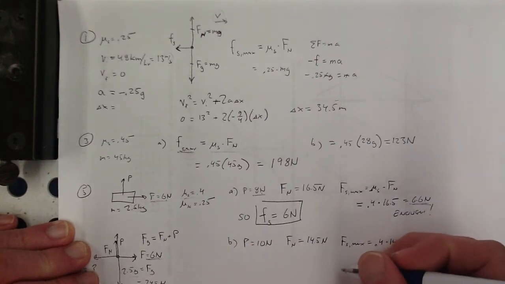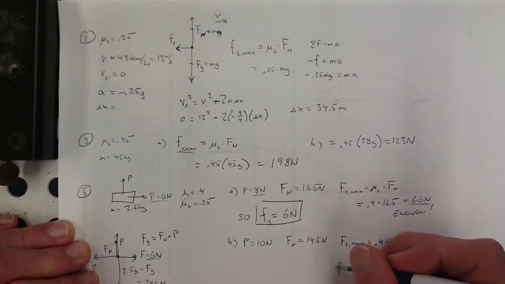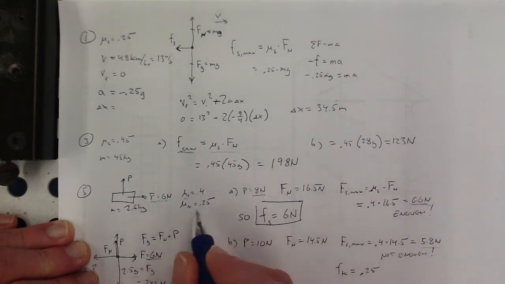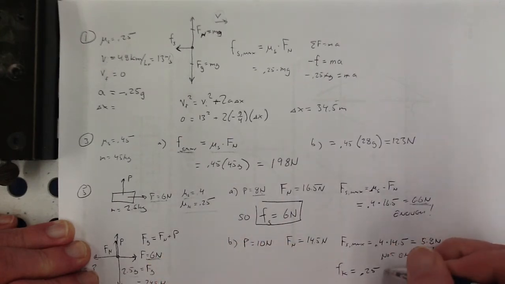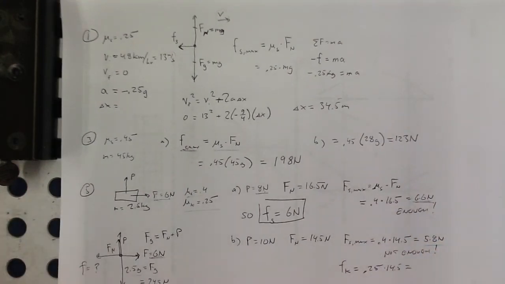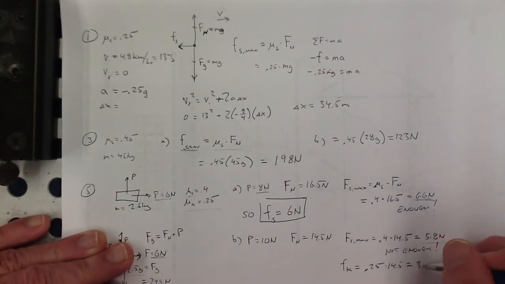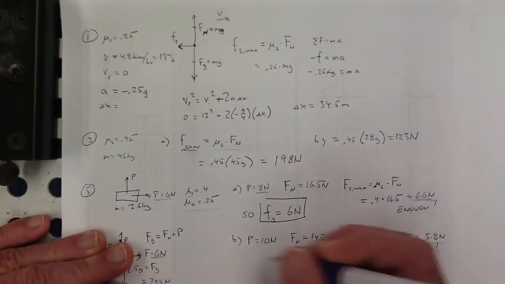So now I have to figure out, okay, not going to be static. It's going to be kinetic. So that's 0.25, the smaller coefficient, times 14.5. Which is about 3.6 newtons.